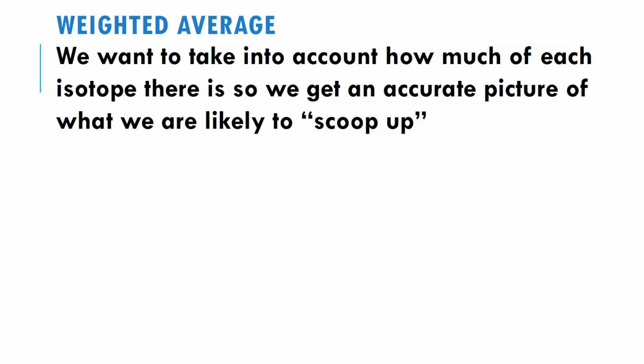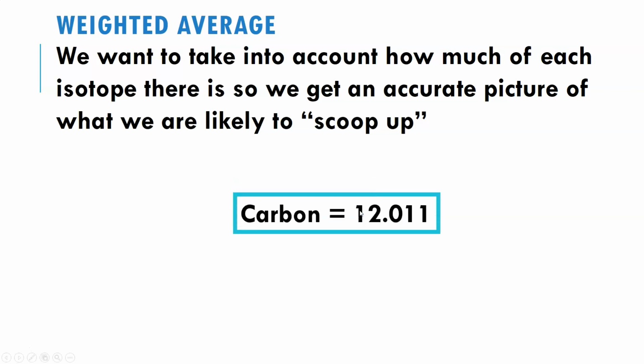We have a whole bunch of atoms. We're going to have a variety of isotopes. So we need this average mass. So for carbon, for example, if you look at the periodic table, we find out that the weighted average is 12.011. That means if I were to take a big scoop of that element up, on average, it would have a mass of 12.011.